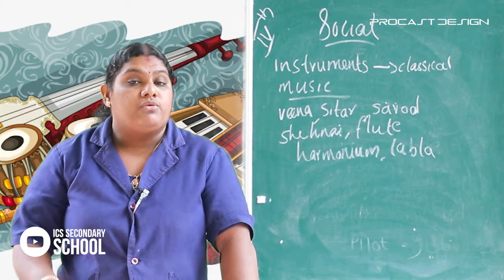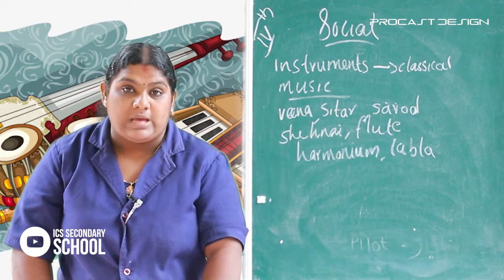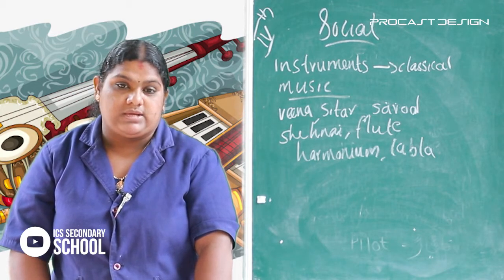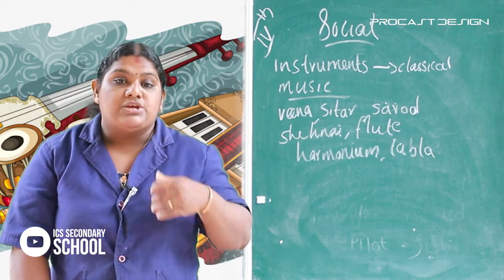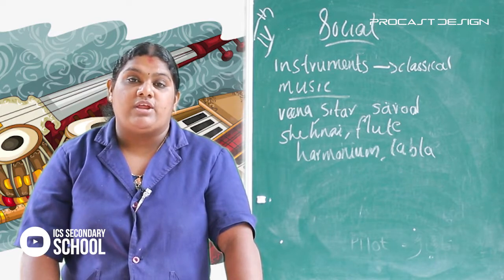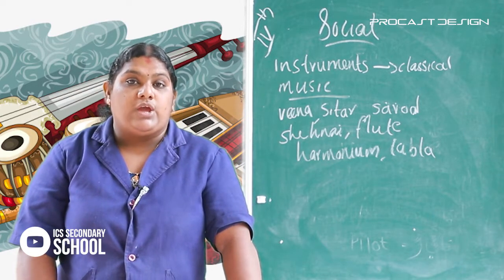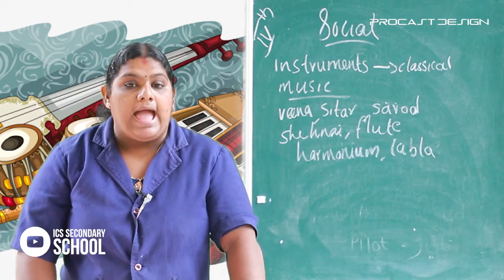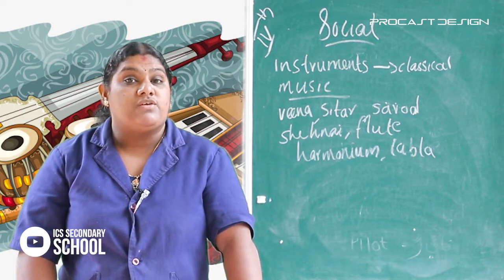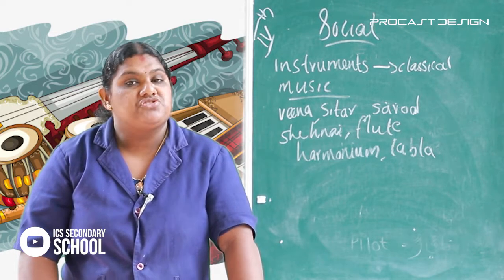So you underline the lines in your textbook, page number 157. Here you can see which are the main important instruments used in classical music. Which are they? Veena, sitar, sarod, shehnai, dholak, harmonium, mridangam, etc. These were the very famous instruments used in classical music. Then Ustad Zakir Hussain is very famous for tabla, and Hari Prasad is very famous for flute, and Pandit Ravi Shankar is very famous for sitar, and Ustad Bismillah Khan was very famous in Shehnai.